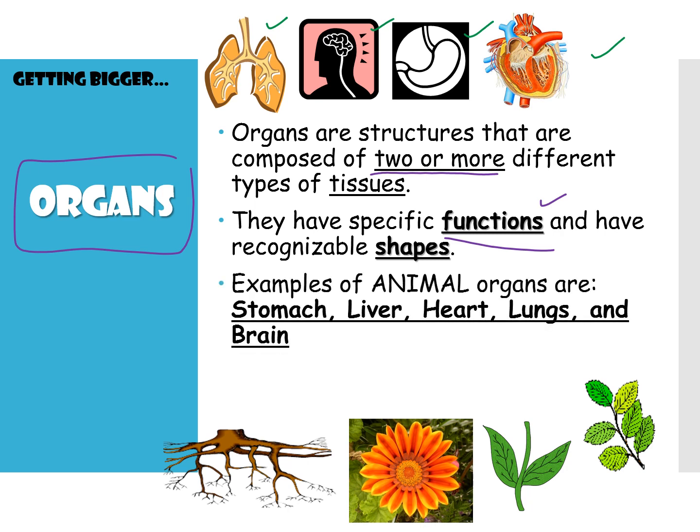So go ahead and list those examples of animal organs. You can list a couple. You don't have to list every single one. Stomach, liver, heart, lungs, and brain. We will talk more about these individually.